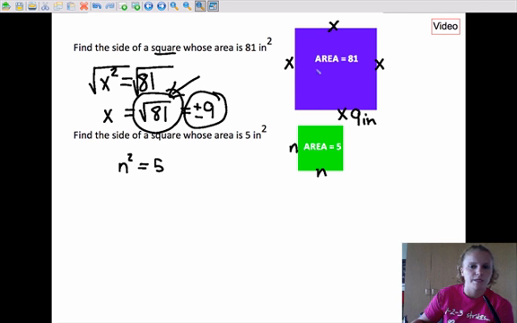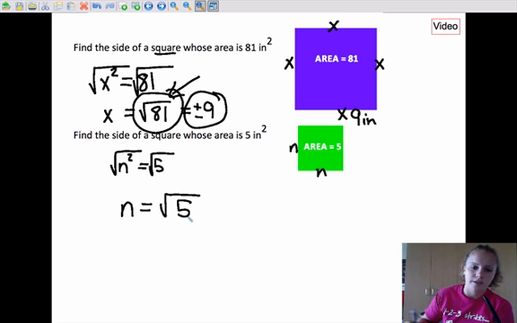We know that x times x will give us the inside of this square by definition of area. So we have n times n, which is going to equal 5. So again, to undo our squared, we're going to take the square root of both sides, and n is going to equal the square root of 5. Now, we don't know exactly what the square root of 5 is, and so we are going to leave this answer like this.